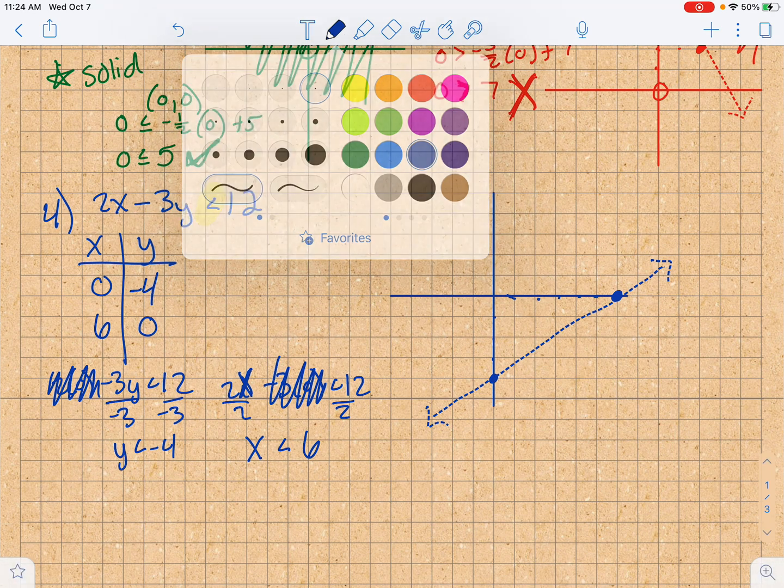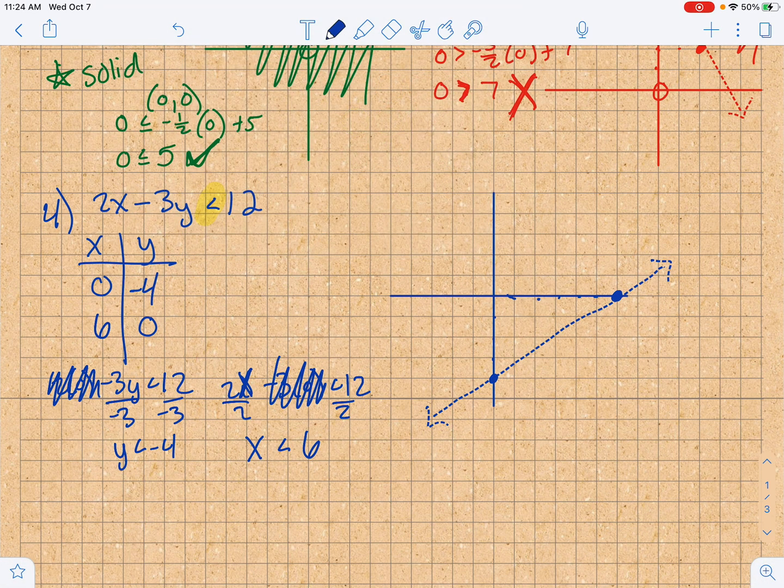Now let's figure out how to shade. So for shading, this line does not go through 0, 0, so I'm going to circle it. And then I'm going to plug in 0, 0 to my equation to figure out if I'm shading above or below. So I want you guys to go ahead and plug it in and tell me which way you're going to shade.